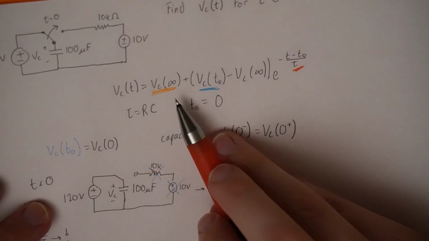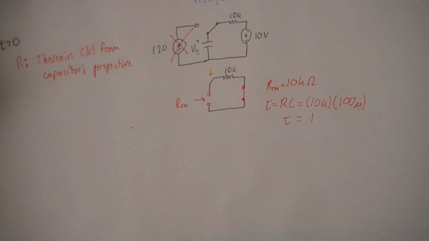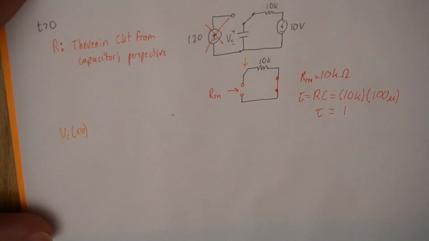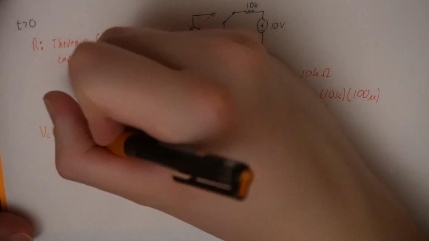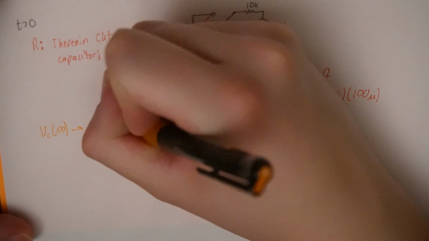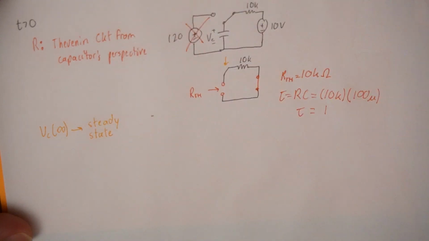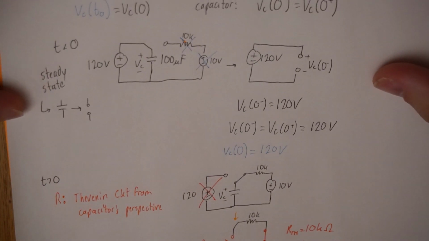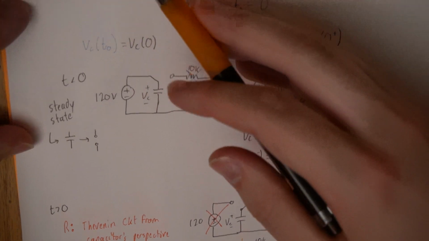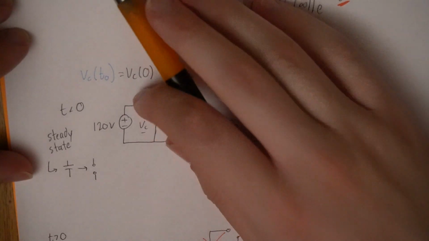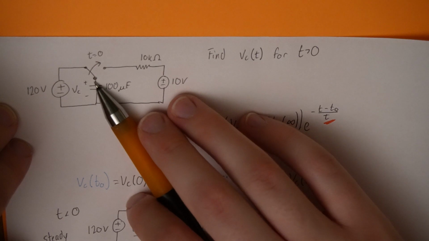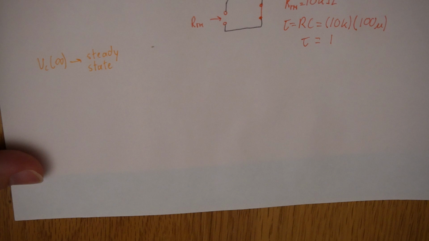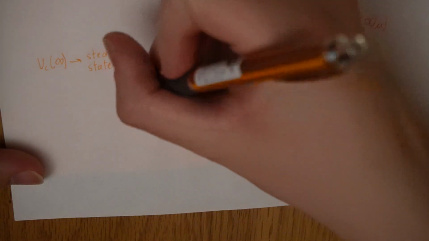Last thing we need is this VC at infinity. So let's solve for that now. VC at infinity assumes that the circuit is in a steady state. What's different from the steady state before that we already solved, was the first steady state we did was actually before the switch activated, right? It's in this position, right there. But now the switch is moved to the next position. So it's changed the structure of the circuit. So the steady state will be for this circuit here.